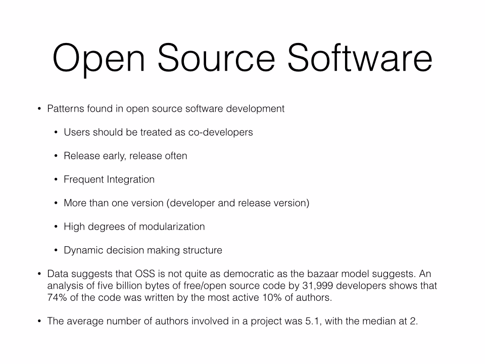And so along those lines of that statistic, the average number of authors involved in a project was 5.1, with the median at 2. So, most of these open source software development teams and components that are out there in the world that you could potentially work on, they're usually very small teams.